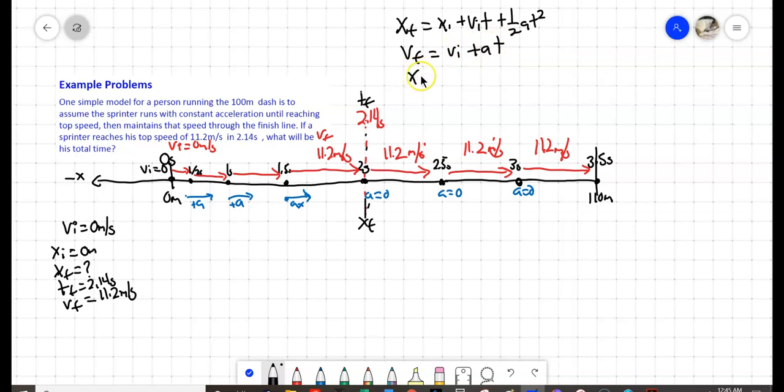Let's do x final equals x initial plus (vi plus vf)/2, and this is times t, and then v final squared equals v initial squared plus 2a delta x, and delta x again is x final minus x initial.